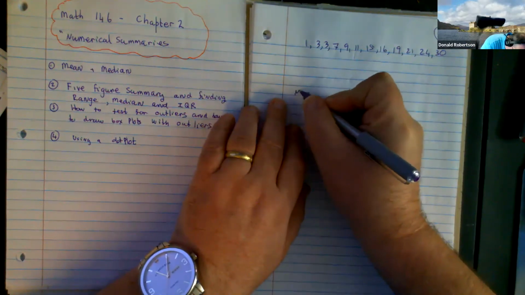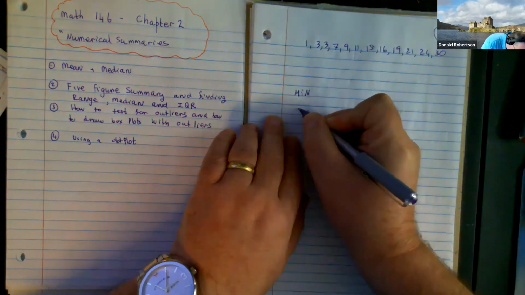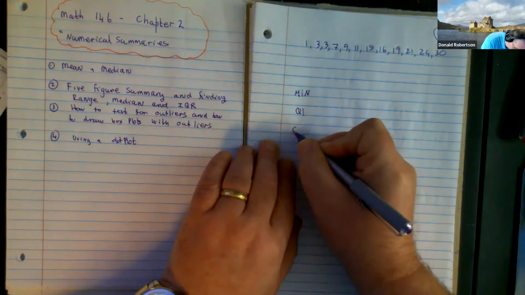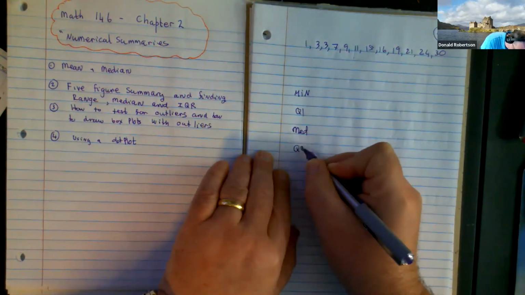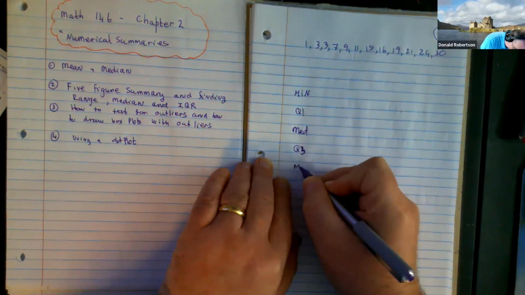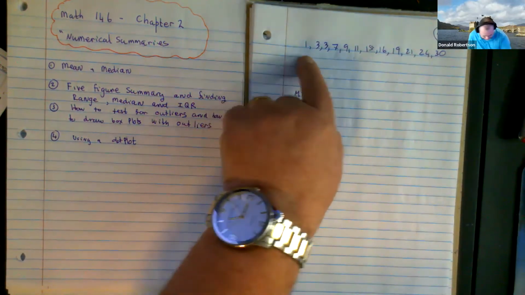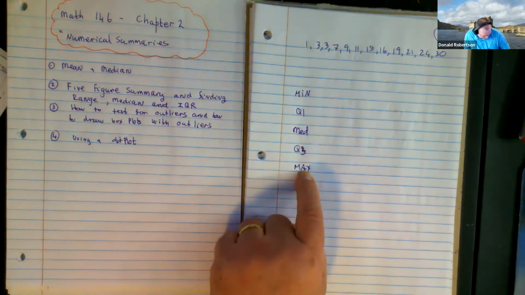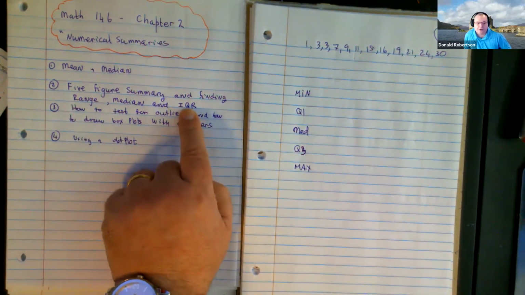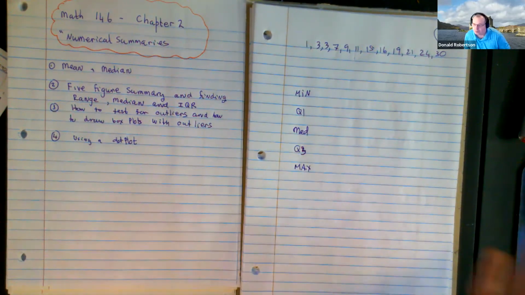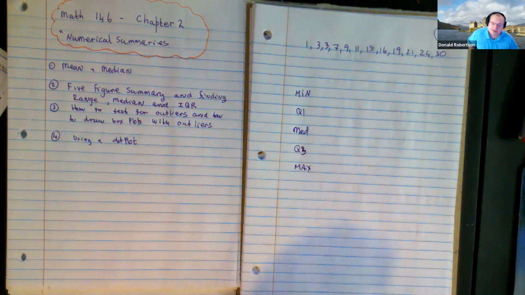And we are going to create a 5-figure summary. So that's the minimum, Q1, the median, Q3, and finally the maximum. So from this set of data, I'm going to get a 5-figure summary. Once that's done, I'm going to find the range and the interquartile range. Once I've done that, we'll draw a box plot, right? So we'll do the whole thing by hand.